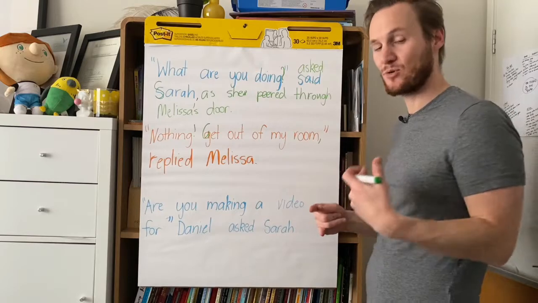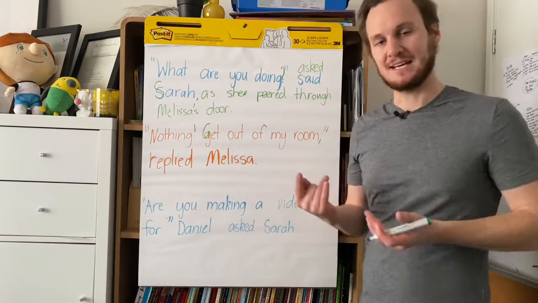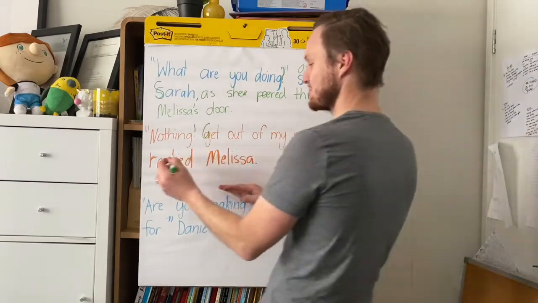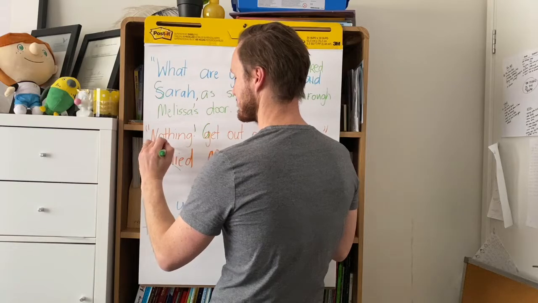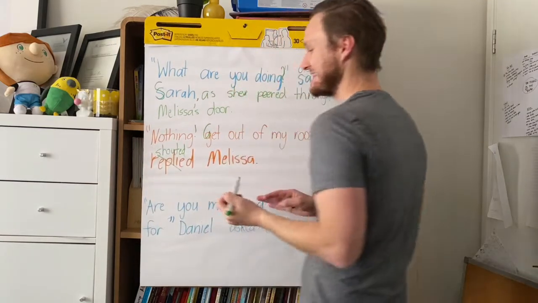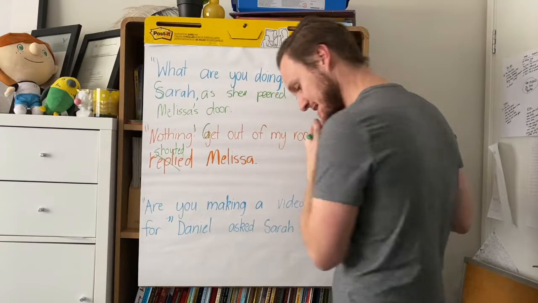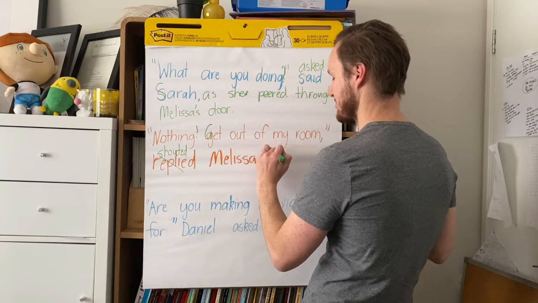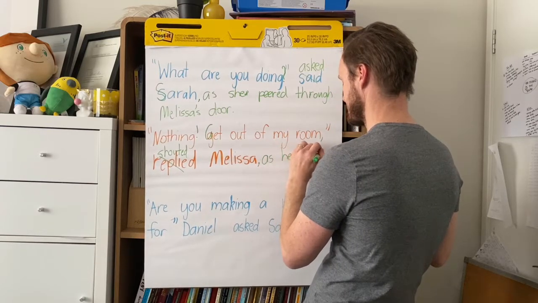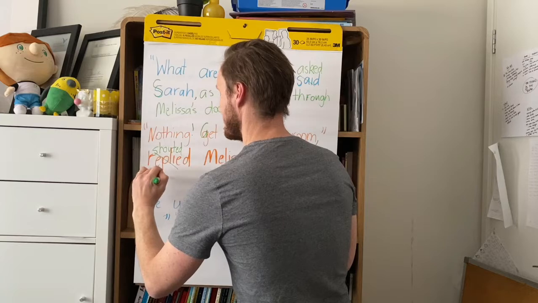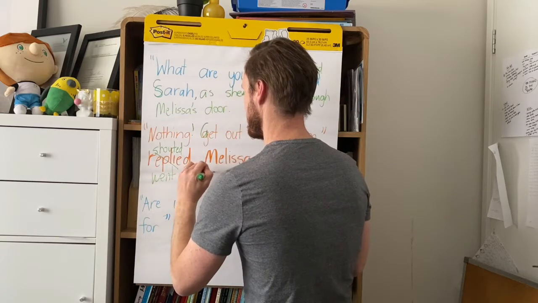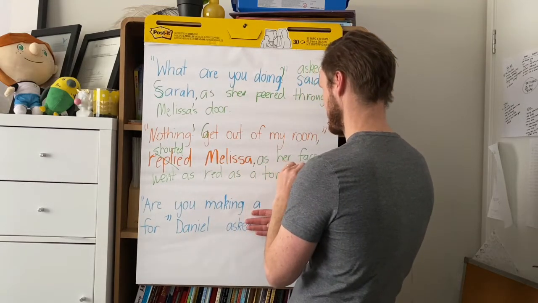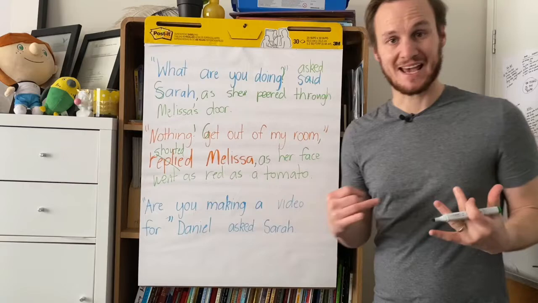Now replied sounds like a polite way of saying something. So I think Melissa should be saying something a little bit more angrily. So it should be maybe shouted, screamed. "Nothing, get out of my room," shouted Melissa, comma, as her face went as red as a tomato. Full stop. That little bit extra shows that she's nervous.